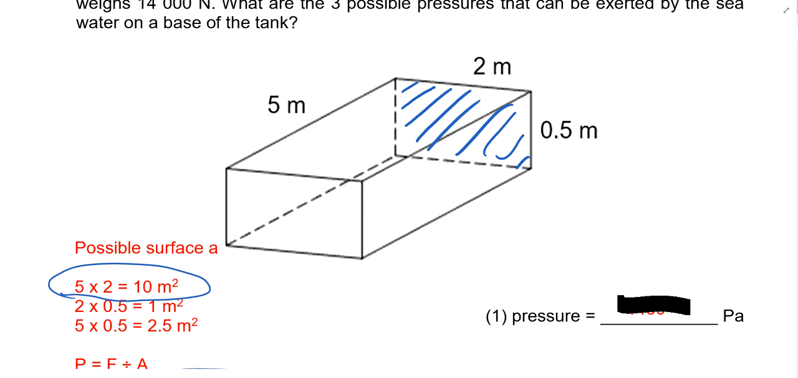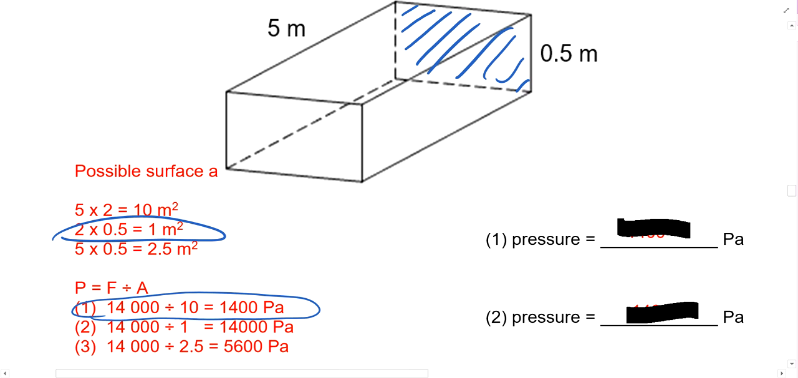Is the surface area bigger or smaller now? Smaller, obviously smaller, right? So now the area is 1 square meter. Then the pressure will therefore be 14,000 divided by 1 to give us 14,000 pascals. So since the area is now smaller, we expect the pressure to be higher, right? Make sense?